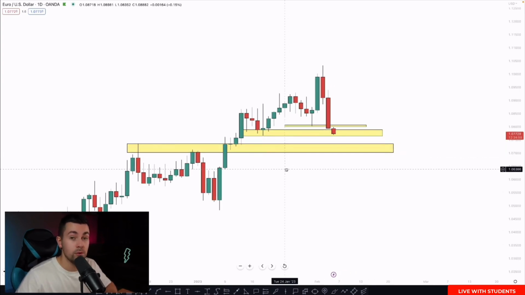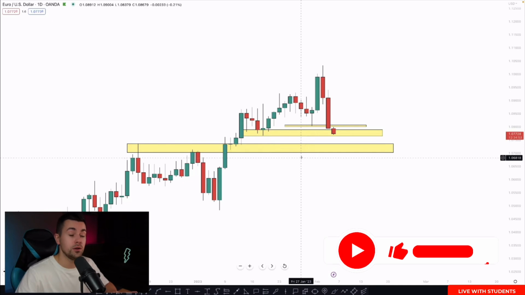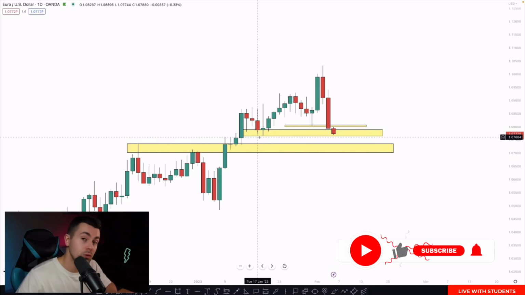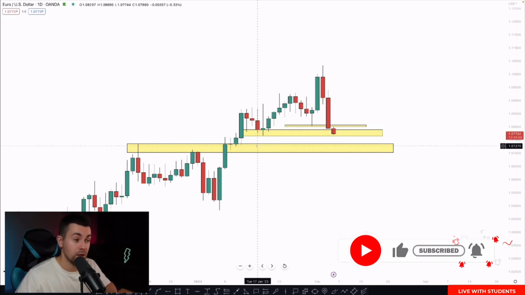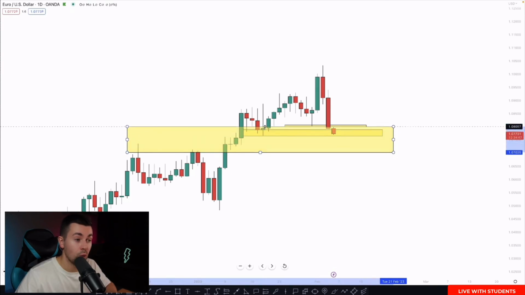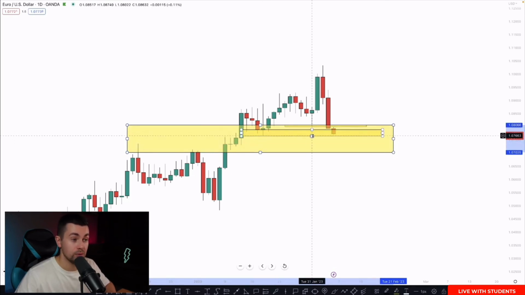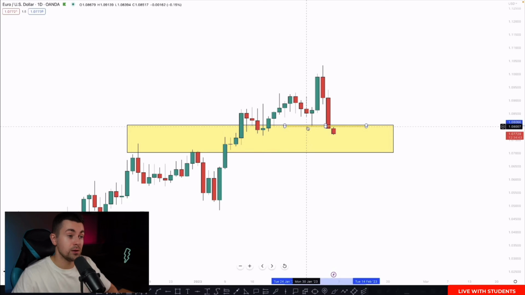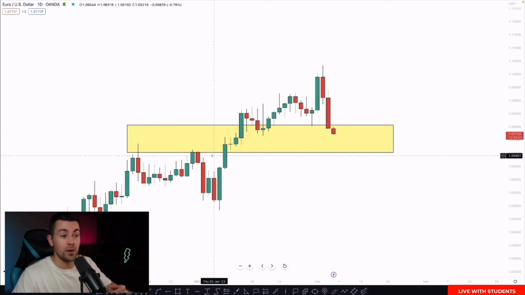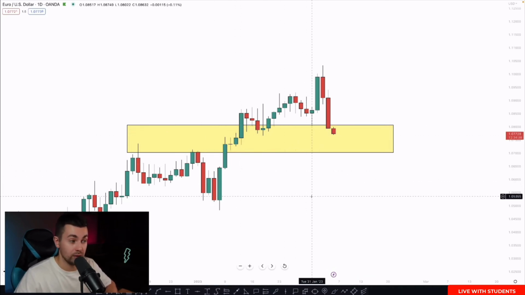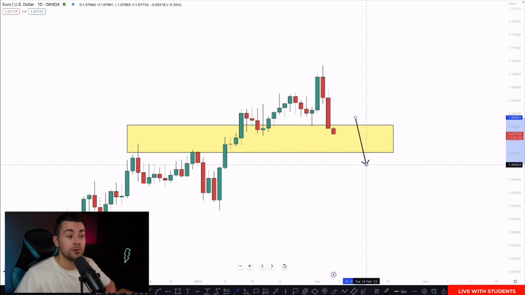And remember about our rule. Once we see these structures lying very close to each other, we do not treat them separately. We unite them in one area, right? So technically speaking, here's our wide zone of demand that euro dollar is approaching right now. And we will expect a bearish continuation on euro dollar only after violation of that entire area.